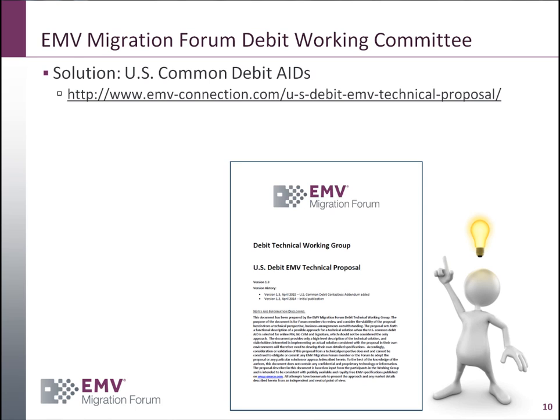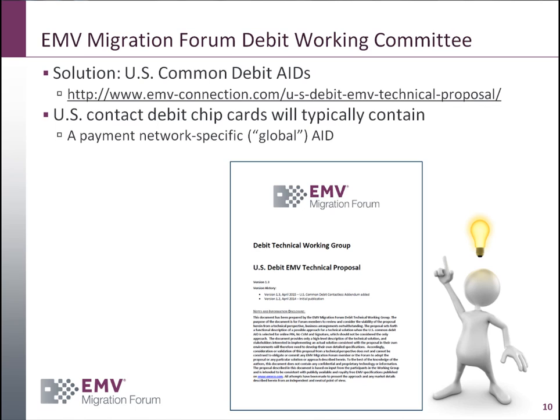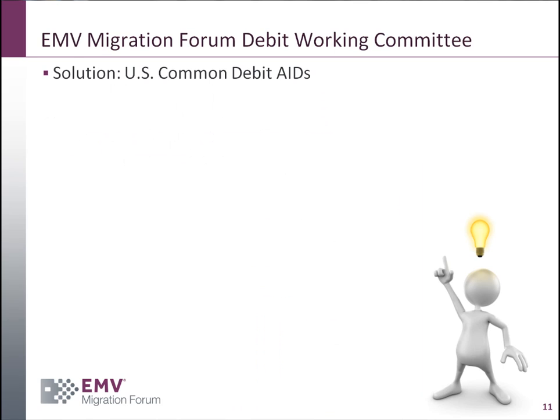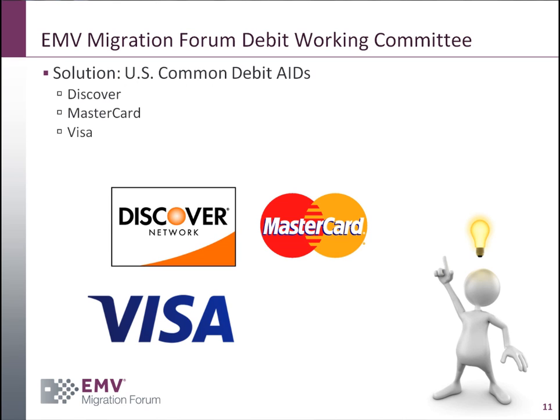Refer to Addendum 1 of the U.S. Debit EMV Technical Proposal, version 1.3, for more information about contactless acceptance and the use of the U.S. Common Debit AIDs. The typical implementation of a contact debit chip card with a U.S. Common Debit AID, at least in the early phases of the U.S. EMV migration, will involve a card with two AIDs: a payment network-specific AID, which we will refer to as a global AID in this presentation, and a U.S. Common Debit AID. Currently, Discover, MasterCard, Visa, and some other global payment networks provide a U.S. Common Debit AID to be used on debit cards with their brand.